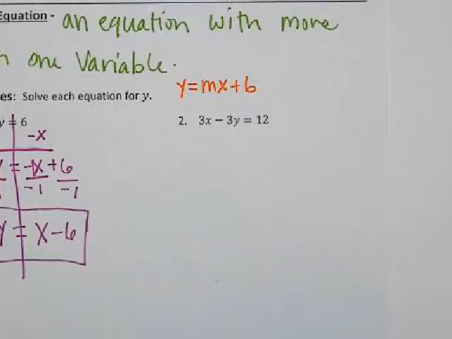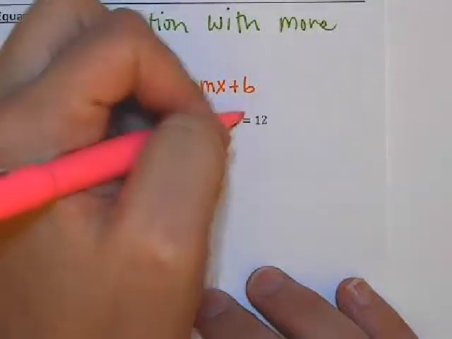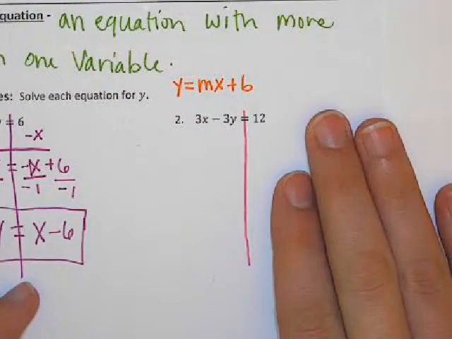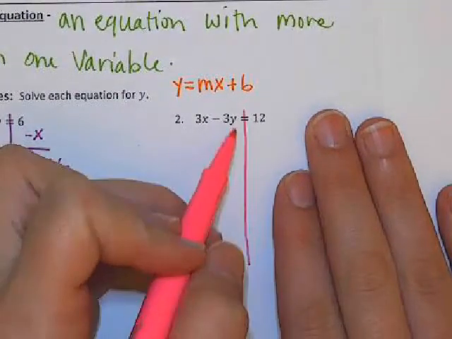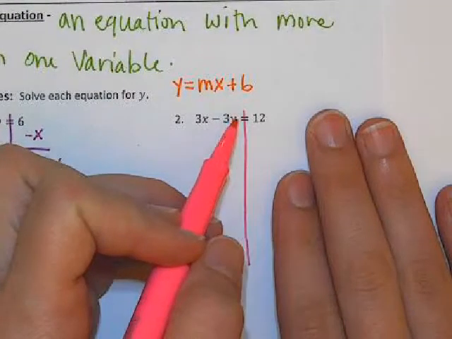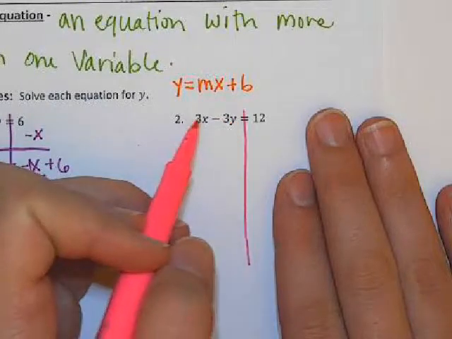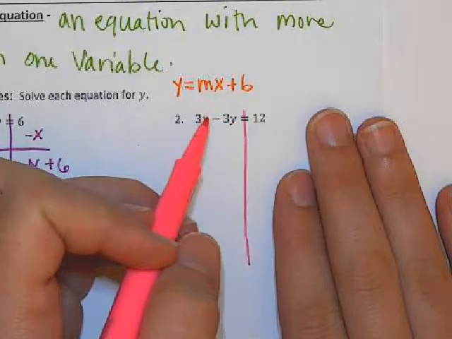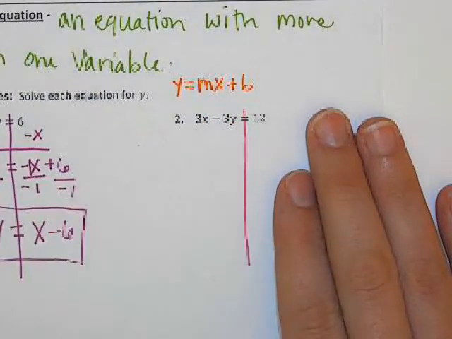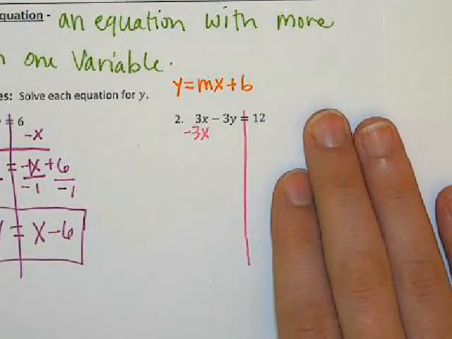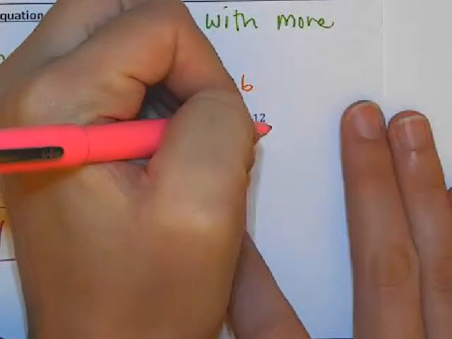Okay, number 2. Draw your line on number 2. What are we solving for? Y. So I want to get everything away from the y. What do I need to move first? The 3X. How do I get rid of a positive 3X? Minus. Negative or minus, same thing. Okay, minus 3X, and what I do to one side, I've got to do to the other.